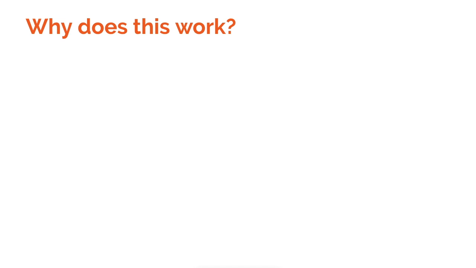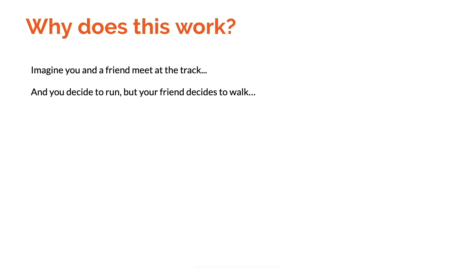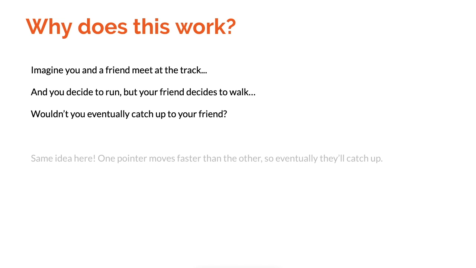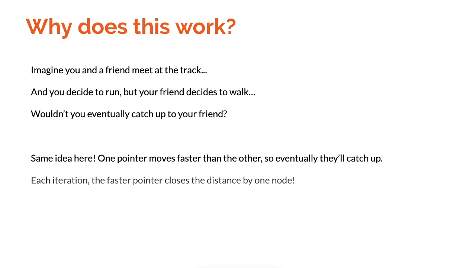How does this work? Let's take a very practical example, and say you and your friend are going to go for a run, and you meet at the track. Now, you're going to be the one actually only running, and your friend's going to take it easy and just walk, right? And because this track is an oval, or a circle, wouldn't you eventually catch up to your friend? And this is the same idea here. One pointer moves faster than the other, so they'll eventually catch up to each other. So each iteration, the faster pointer is closing the distance by one node.